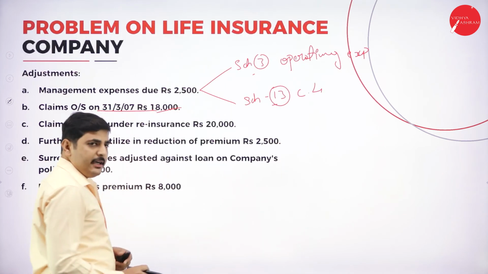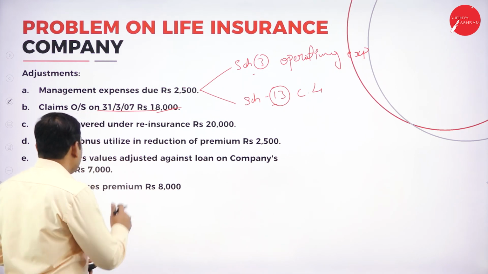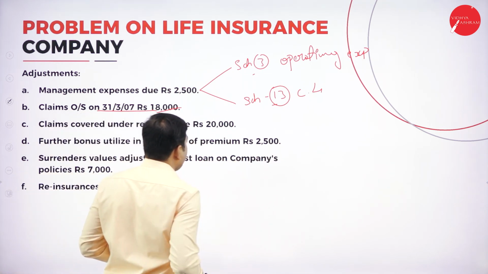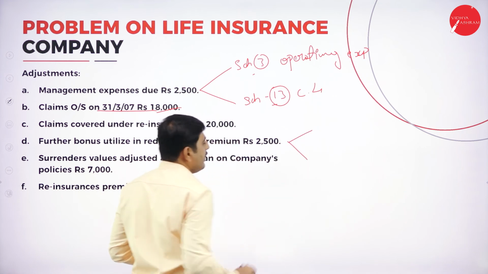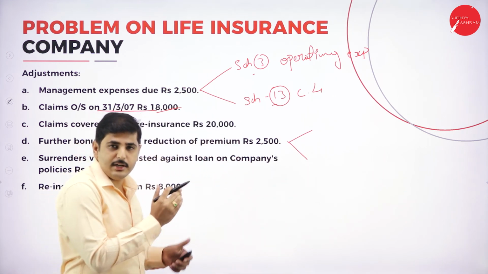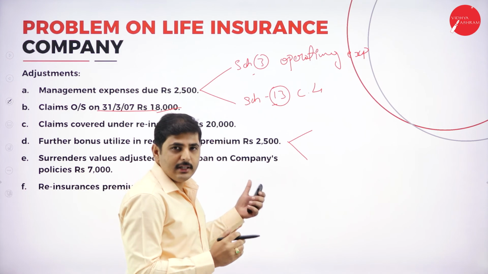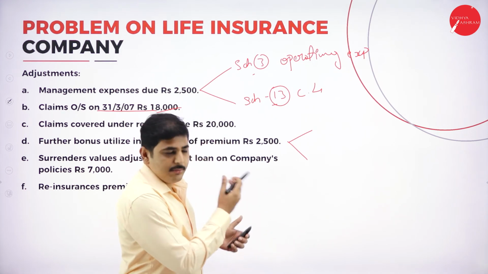Now next adjustment, further bonus utilized in reduction of premium. Where can we show this? I will write here itself. Further bonus, go to schedule number 1, premium. Show it in the premium, add to premium.